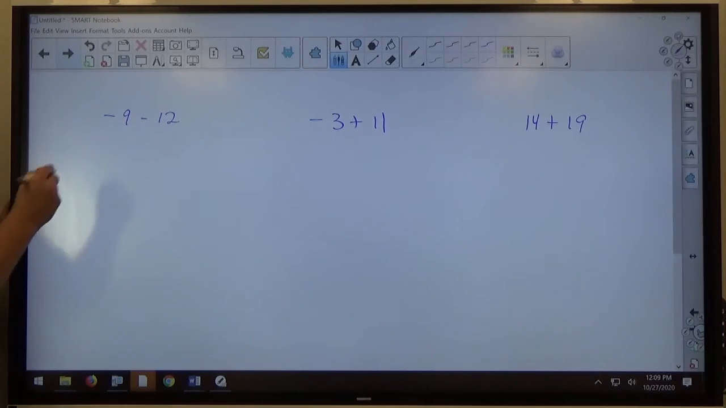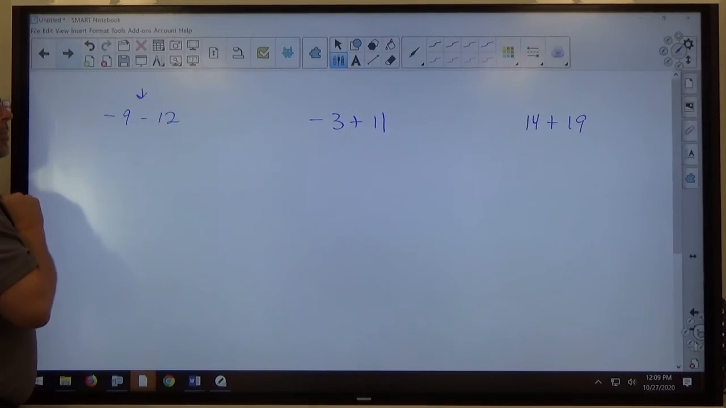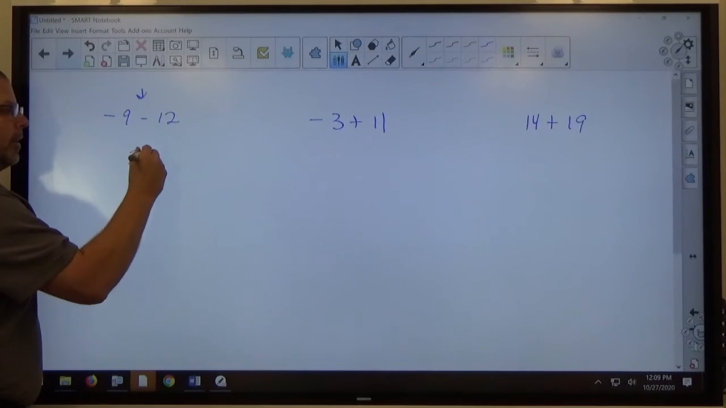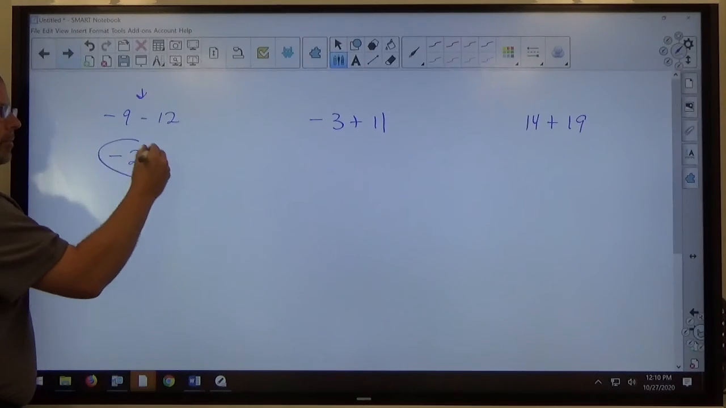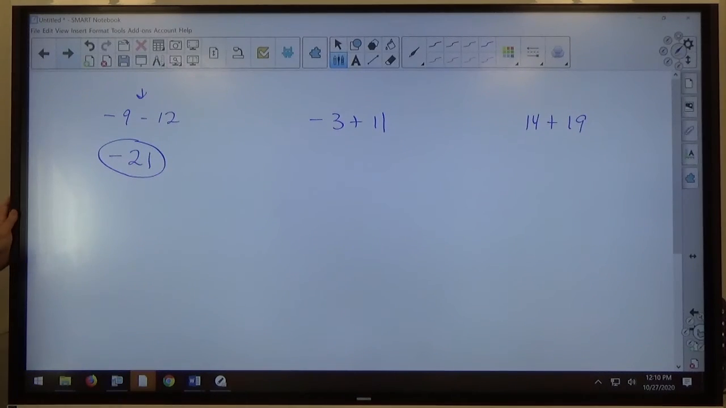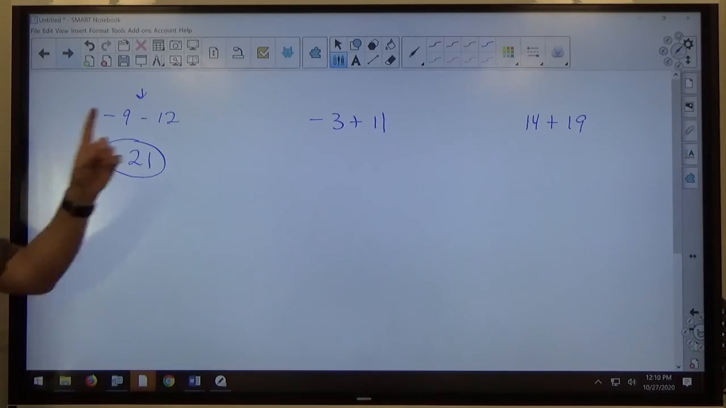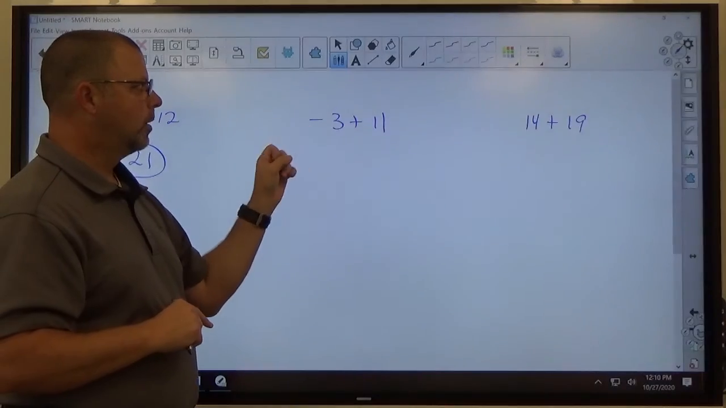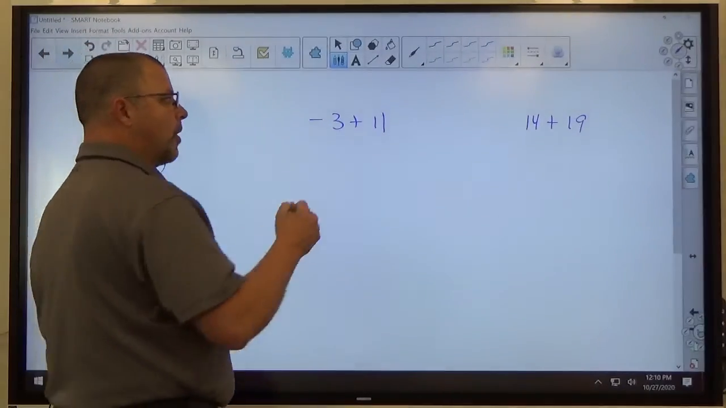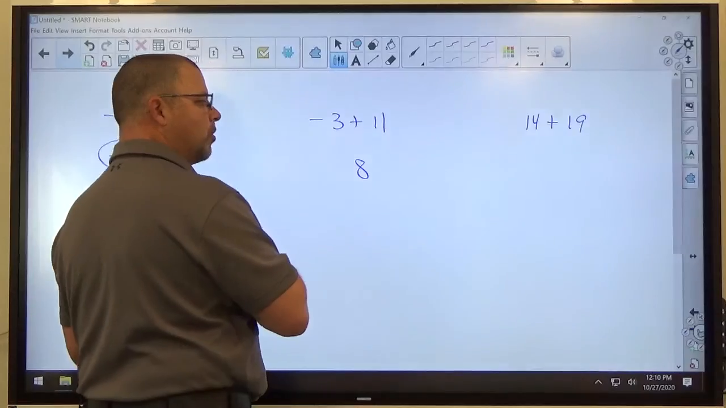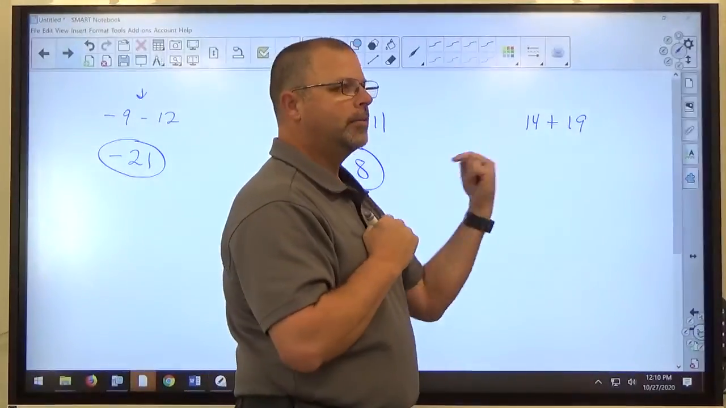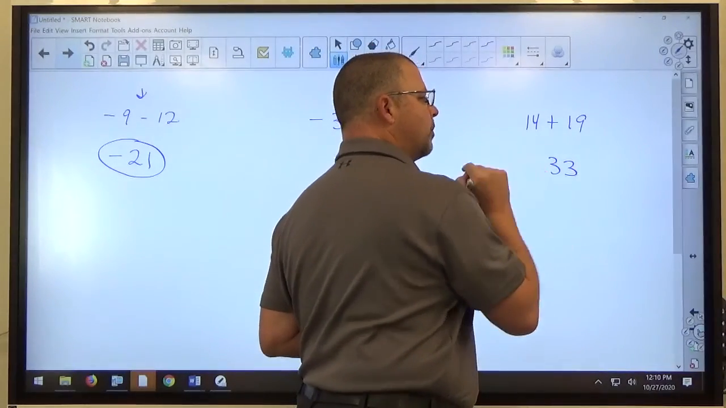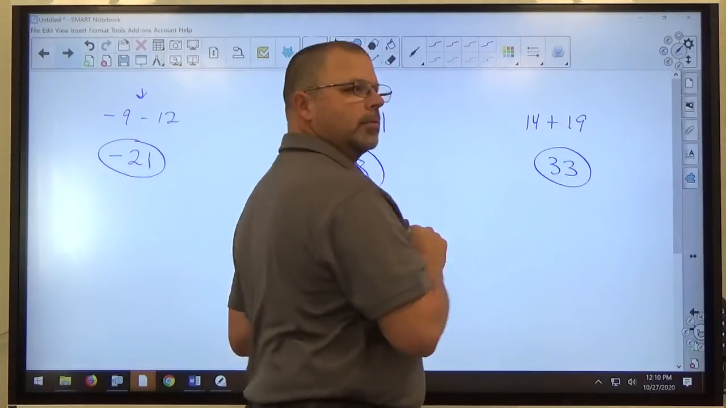For negative 9 and 12, are the signs the same or different? Same, so I'm going to add. Which one's bigger? 12, so it's negative. Every addition or subtraction, that's the two choices you have to make. Should I add or subtract? What's the sign of the answer? For negative 3 plus 11, these signs are different, so I'm going to subtract. 11 minus 3 makes 8. Which number's bigger? 11, so it's positive 8. For 14 plus 19, these signs are the same, so I add. Which number's bigger? 19, so it's positive 33.